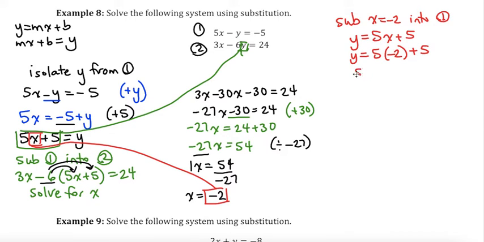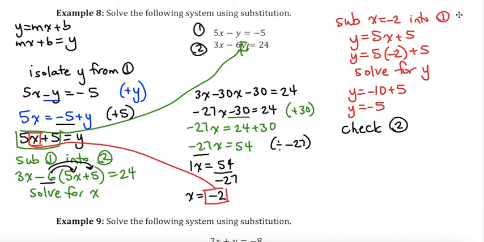And I'm solving for y by following order of operations. Y equals 5 times negative 2 is negative 10, and negative 10 plus 5 is negative 5. Now that I have a value for x and y, I have to do my left side, right side check. And I'm going to check equation number 2, because the last equation that I substituted into was 1, so now I check 2.